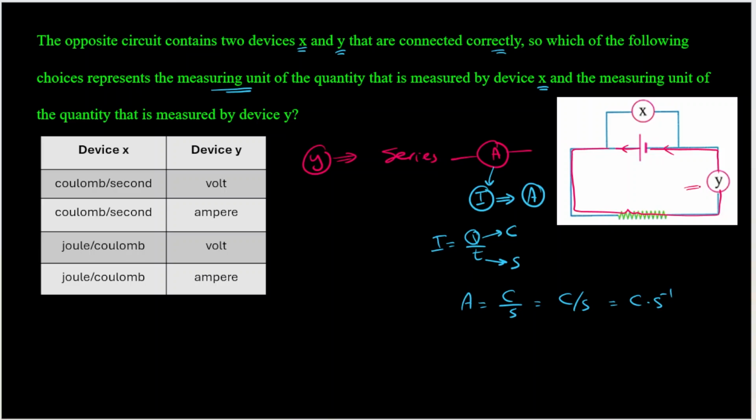So the device Y is measuring electric current intensity in a unit called ampere or coulomb per second. So this is Y. Volt, wrong. Ampere, true. Wrong, true. So the answer is B or D.